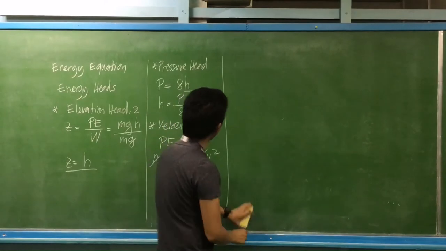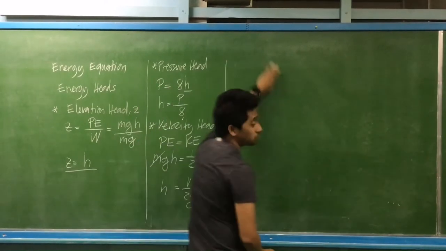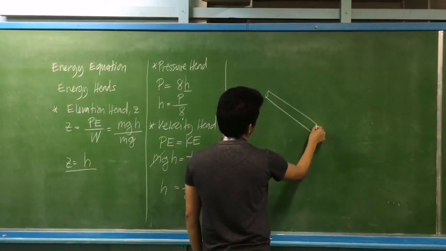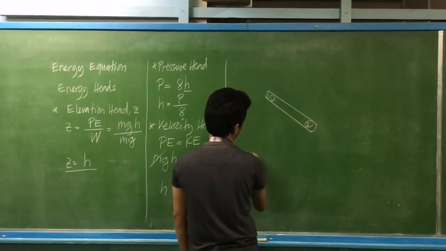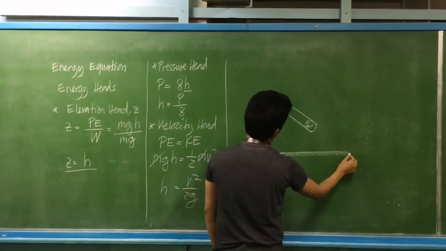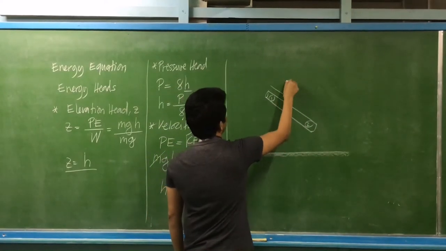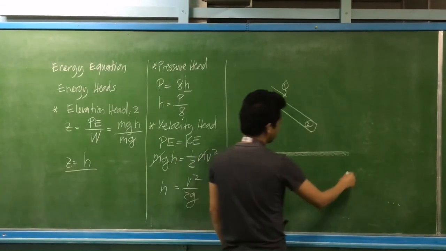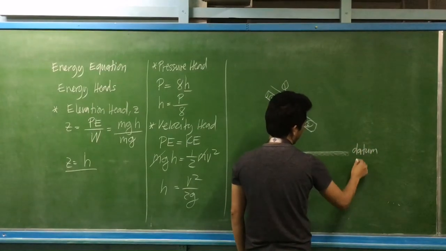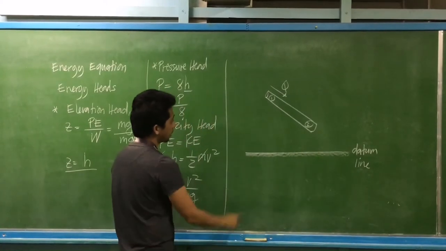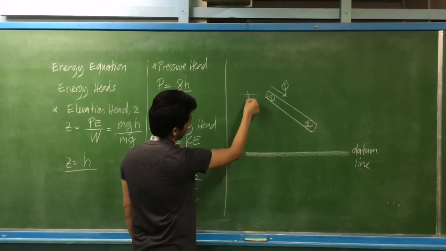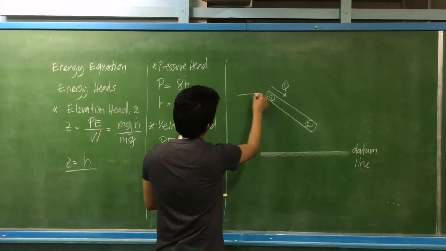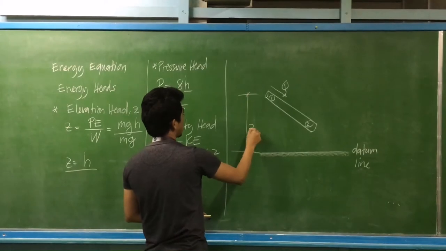Okay, so let us analyze, for example, one fluid flow. Okay, so for example, we have a fluid flow of a pipe from point 1 to point 2. So let this be our reference line or the datum line. So from the reference line starting at point 1, so let's say the flow is from point 1 to point 2, okay, this will be our elevation head of point 1. Let's say this is Z sub 1.